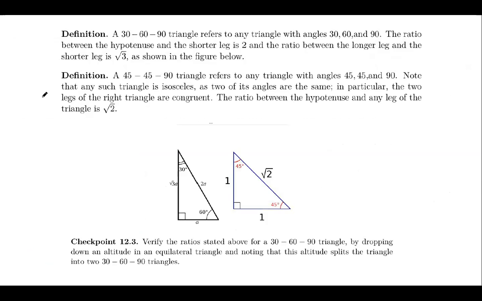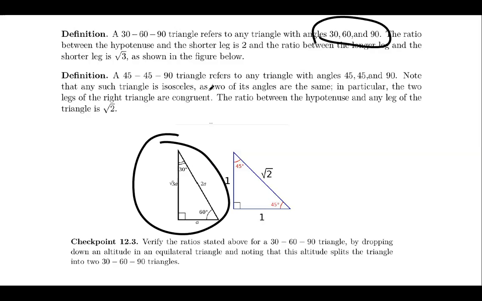Okay, now we can also have some special triangles that are right triangles. A 30, 60, 90 triangle is any triangle that has the angles of 30, 60, and 90. So the ratio between the hypotenuse and the shorter leg will be 2, and the ratio between the longer leg and the shorter leg is root 3. You can see that in this diagram here.